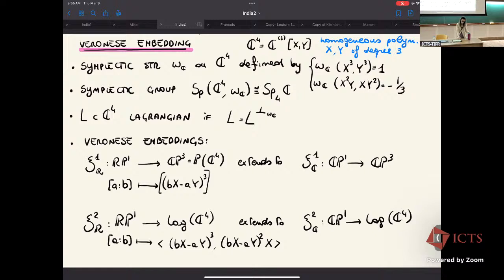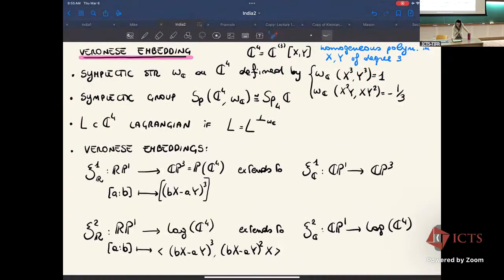What we consider are Lagrangians, which are maximal isotropic subspaces. An isotropic subspace, in general, is a subspace of C4 that is contained in its orthogonal. And so the Lagrangians are the ones that have maximal dimension, in this case complex dimension 2.